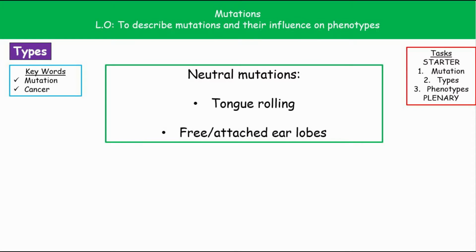When we talk about neutral mutations, these are ones that have absolutely no bearing on your chance of existing and surviving at all. Good examples of this are your ability to roll your tongue and whether you've got earlobes that hang free or whether they're attached to the side of your head. It really makes no difference whether you can roll your tongue or not. It's not a case of if you can roll your tongue, you're definitely going to survive to the age of 90, whereas those who can't roll their tongue, they're doomed by the age of 60. It's just something that we can either do or can't do, but it doesn't impact on survival.